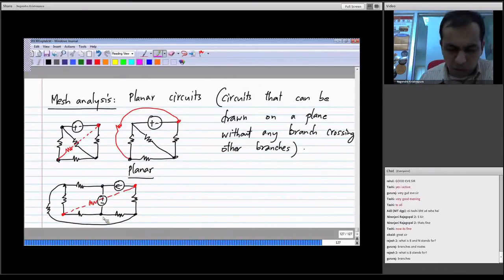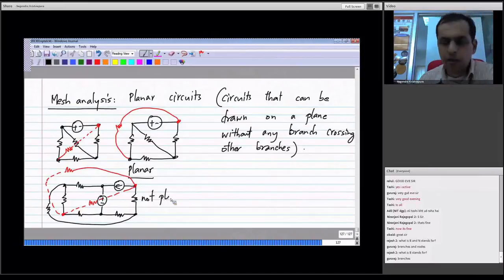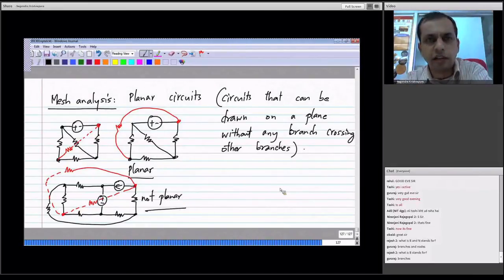Alternatively, I could draw the same thing from outside, in which case it will be crossing this branch, okay. So this circuit is definitely not planar. So the method of analysis that I will discuss today, mesh analysis, is not applicable to this circuit, but it is applicable to any planar circuit.